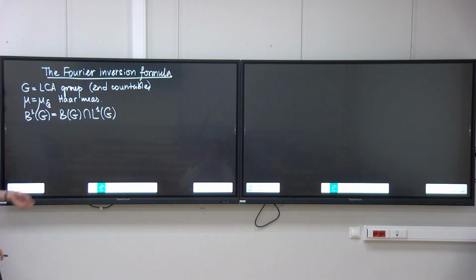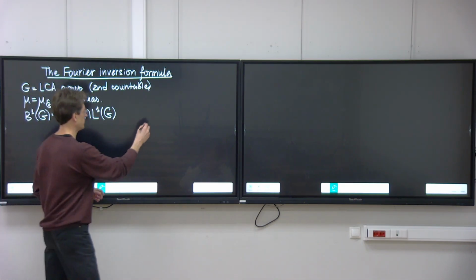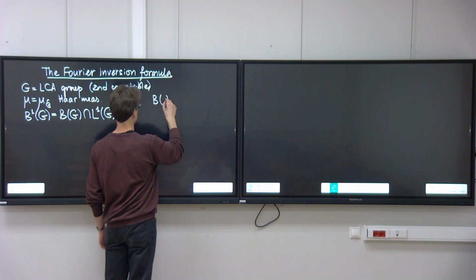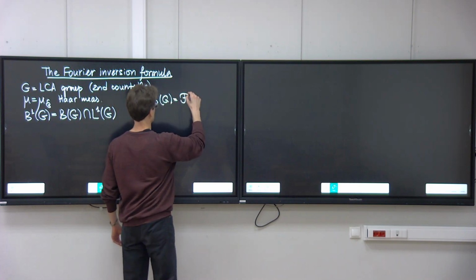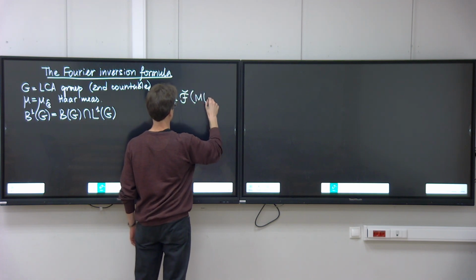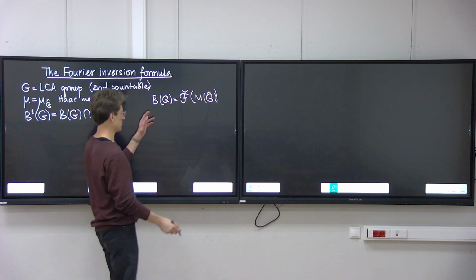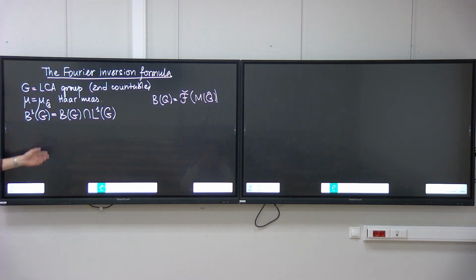So let's recall that B of G is, by definition, the image of the measure algebra of the dual group under the Fourier transform. Well, more exactly, under the dual Fourier transform. So this is the definition of B of G, and we intersect it with L1 of G. So far, this is just a vector space. Well, in fact, it will follow from the inversion formula that this is not only a vector space. This is an algebra under two different products: under the pointwise product and under convolution. But this is not essential at this point, so we look at B1 of G just as a vector space.